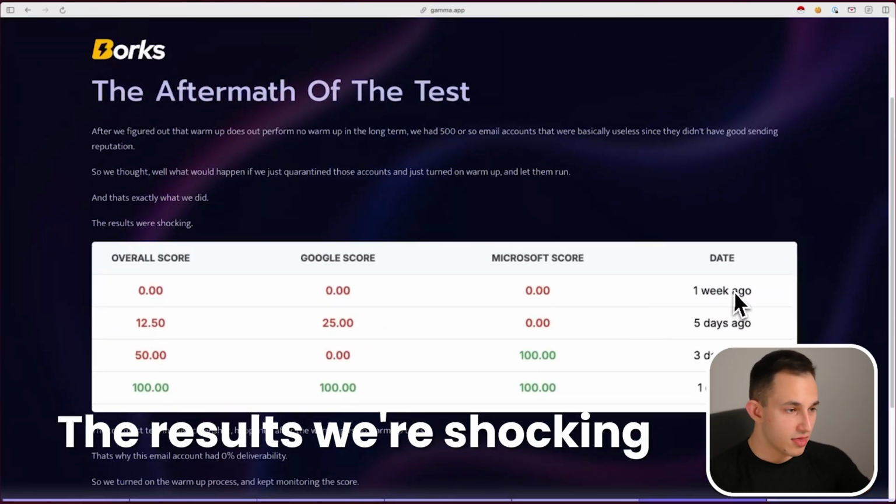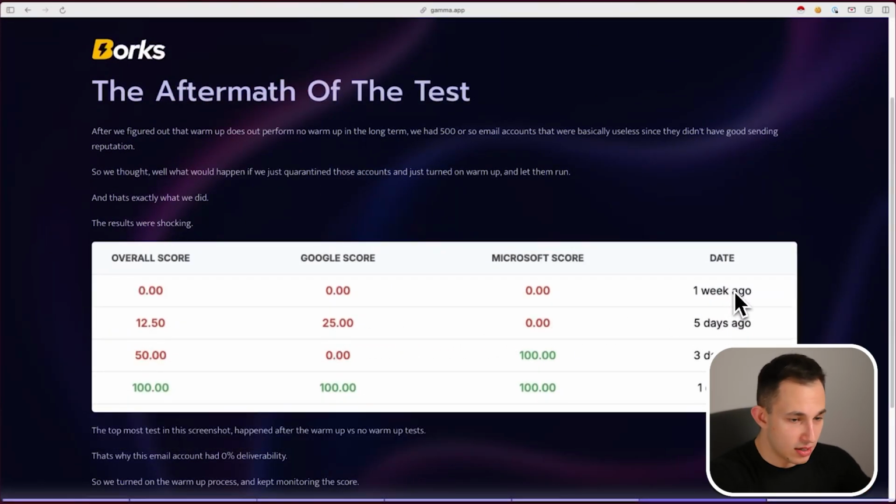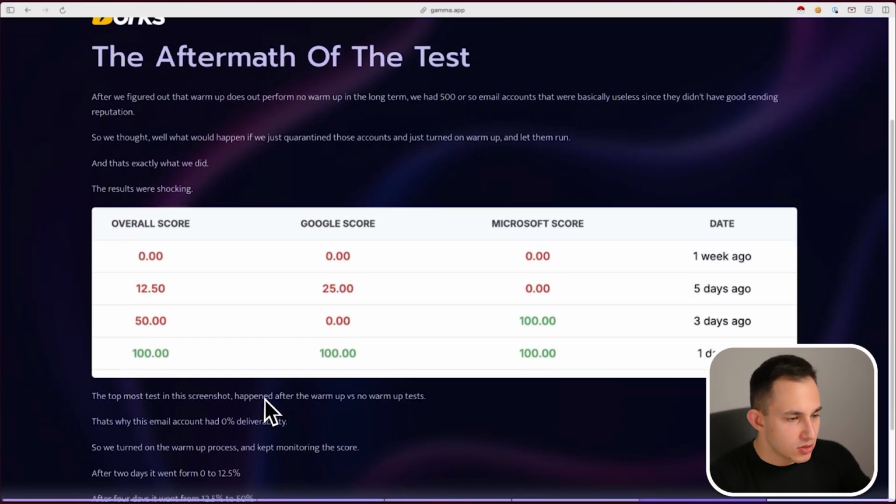You can see right here, this test started right after the other one ended. And this is an old screenshot. That's why this says 1 week ago, okay? So we started off at 0 deliverability. Like some of the worst ones that didn't go through warm-up. That's what happened, right? Not all of them were at about 50. The worst ones were at 0, and we had 0 deliverability.